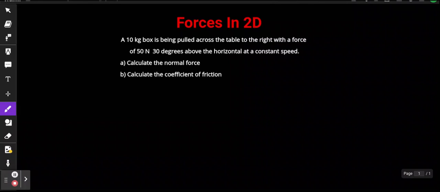Okay, here's our example problem. A 10-kilogram box is being pulled across the table to the right with a force of 50 newtons 30 degrees above the horizontal at a constant speed. So before we go to the parts of the problem, we need to make sure that we understand what constant speed means. Constant speed means that there's no acceleration and that the net force in the y and x direction are 0. So F net x should be 0 and F net y should equal 0.